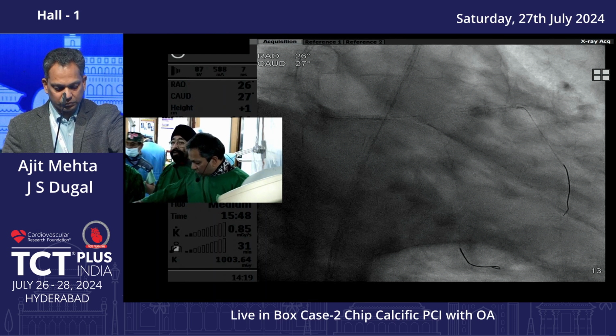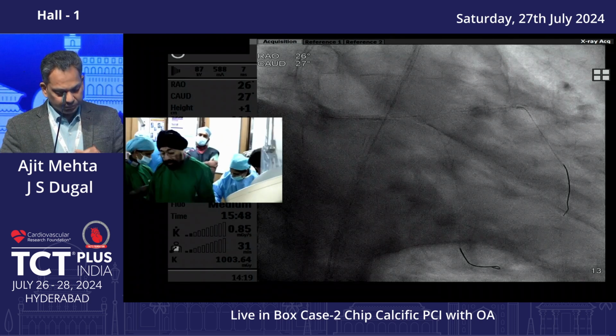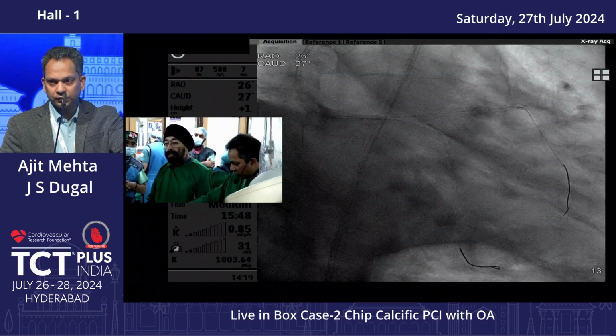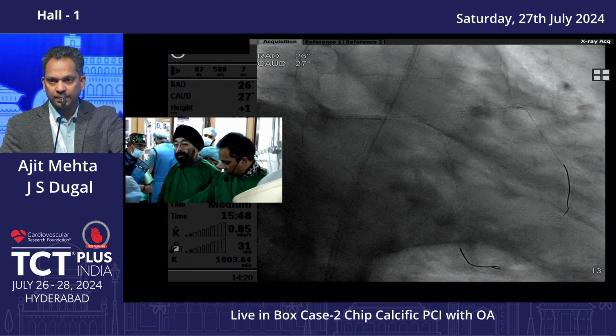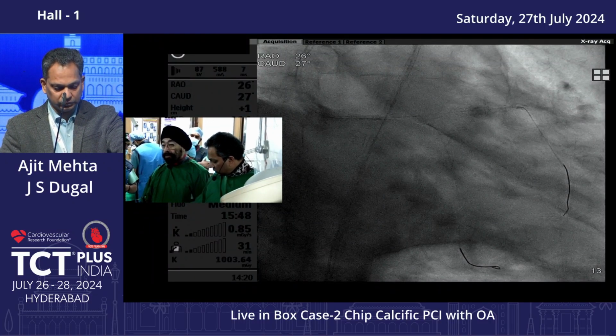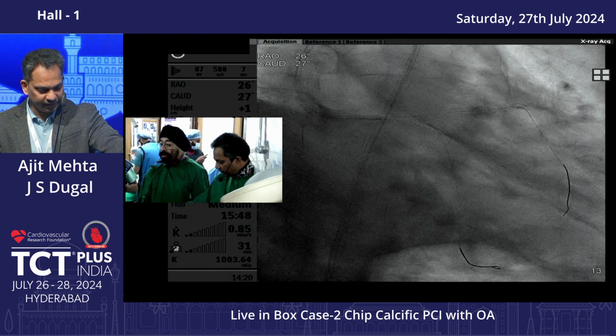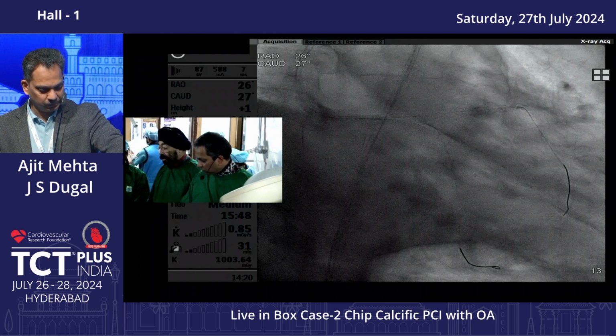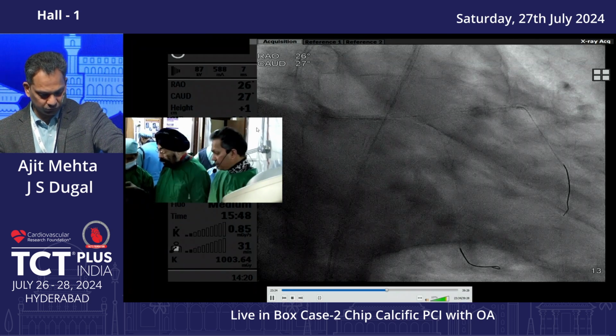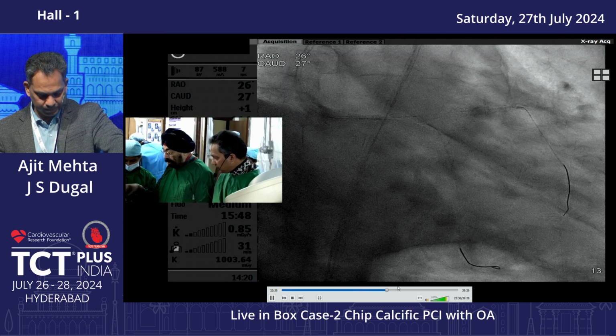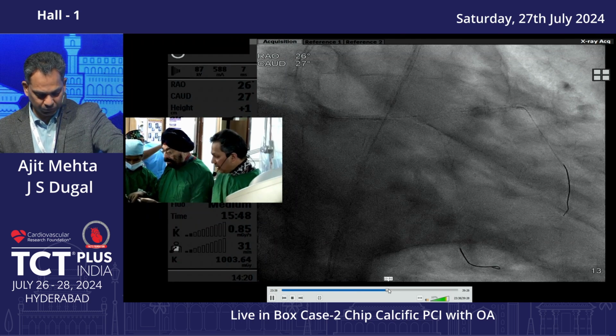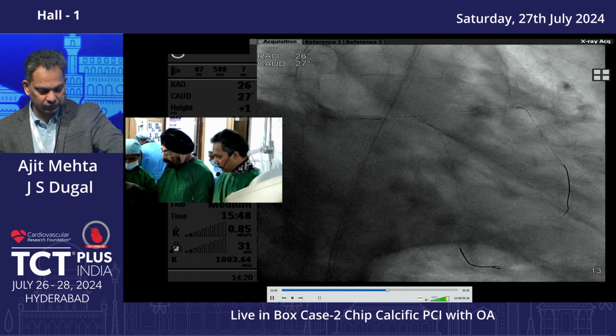So what is the importance of this wire? We have a jailed wire. This is very important in bifurcation so that it helps in crossing. We know the route where to cross, and it also helps in distal crossing, which we want in this, not a proximal crossing. Because we are going provisional, we have taken a bend in this LA coordinate. We can show in the picture that.